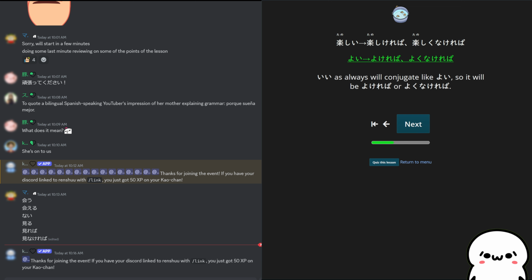We have our special verb. Ii, good, is always changed over to the yoi form when we're conjugating it. So there's no such thing as ikereba; there is yoi changing to yokereba. Or yokunakereba, the positive and negative forms.